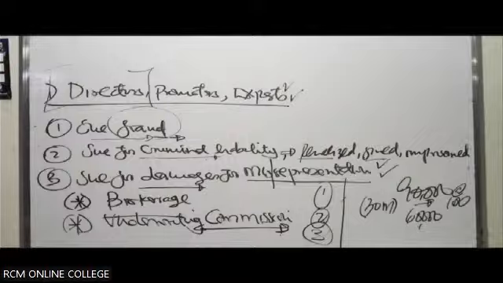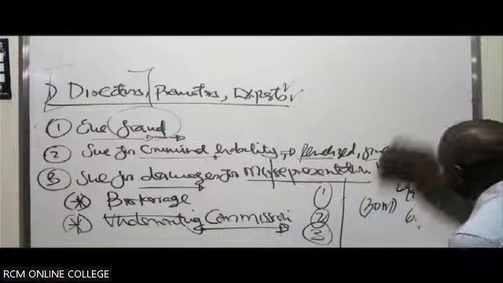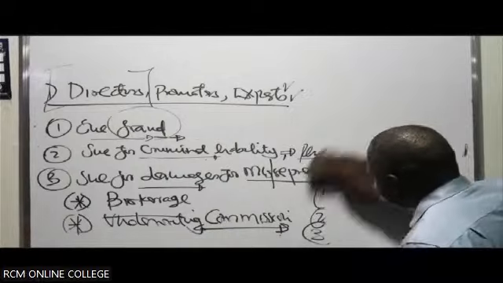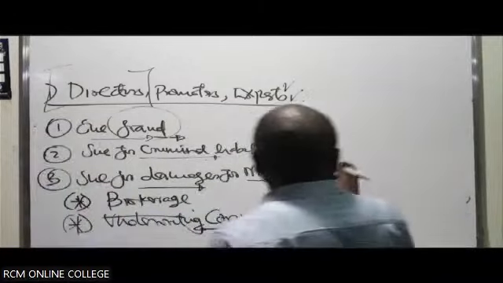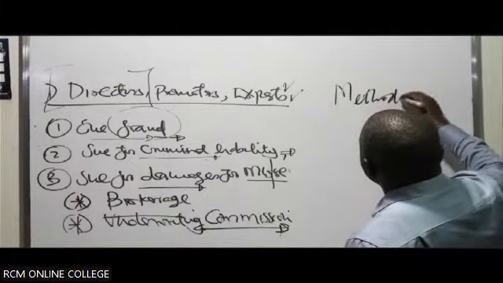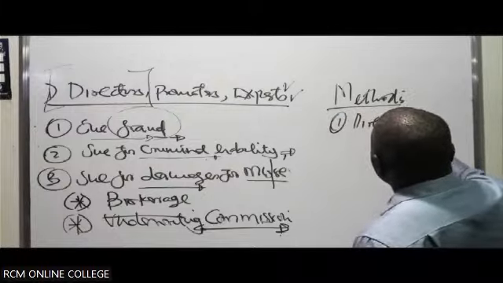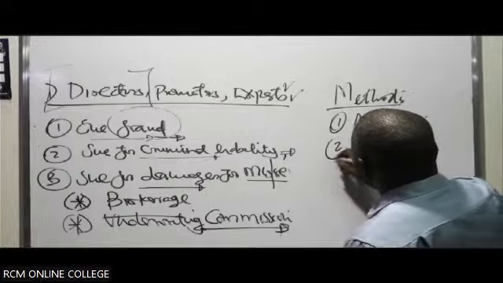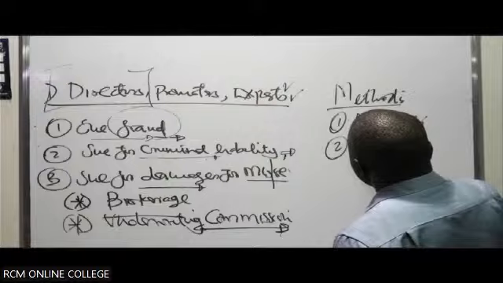Then there are methods the company can use to issue these shares. The methods of issuing the shares. How can they sell the shares? They can do what we call a direct offer. Number two, they can do something we call placing, and offer for sale.